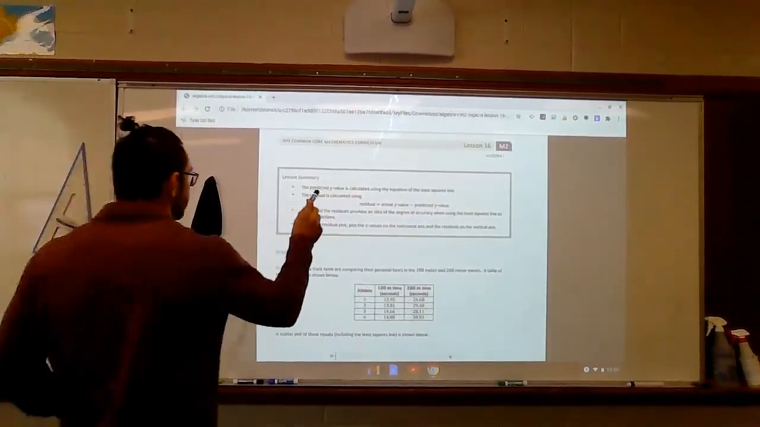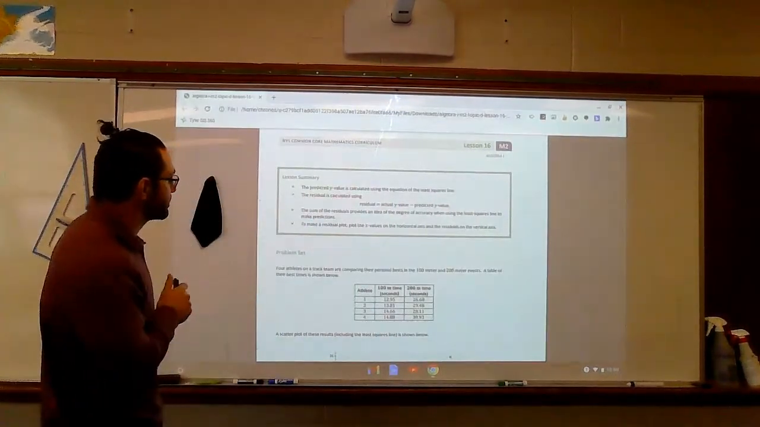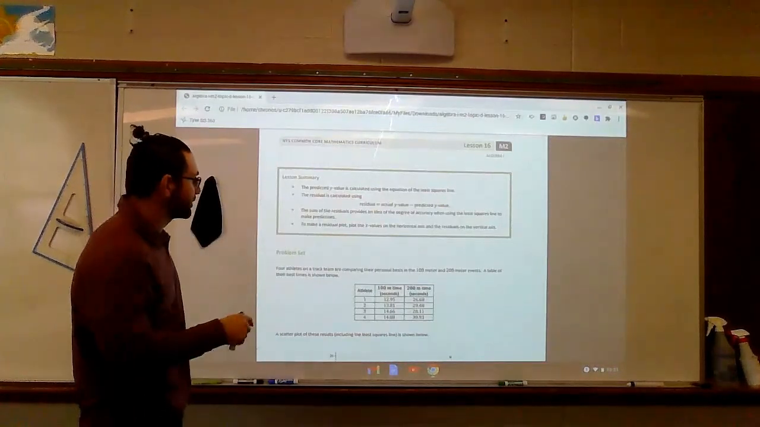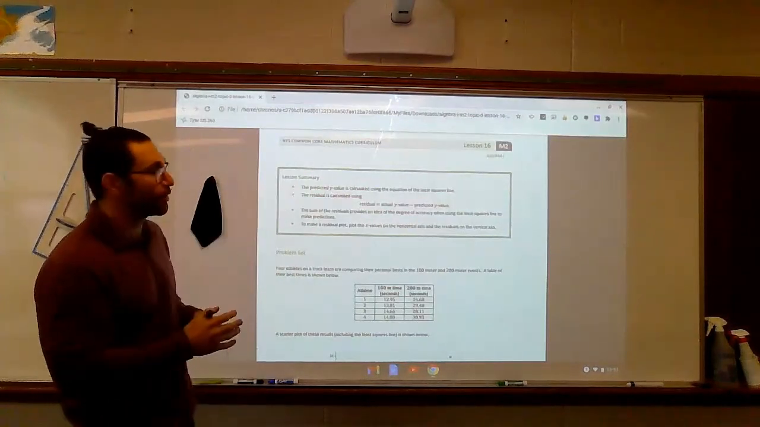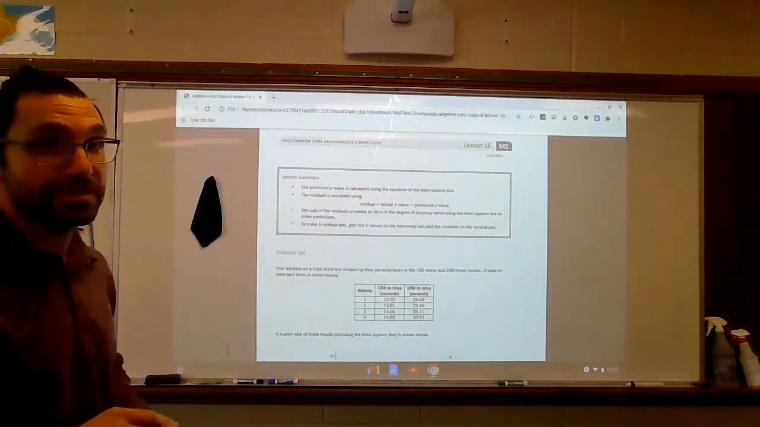So what are some of the important things? The predicted value is using your equation. The residual, we know, is the actual minus the predicted. The sum of the residuals provides an idea of degree of accuracy. Yeah, we don't care about that. To make a residual plot, you plot the x values, and then have some numbers for your residuals. The y is going to be the residuals. We will do this a lot.